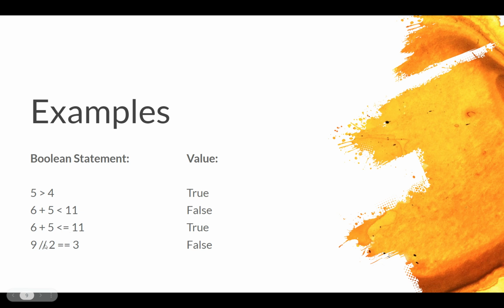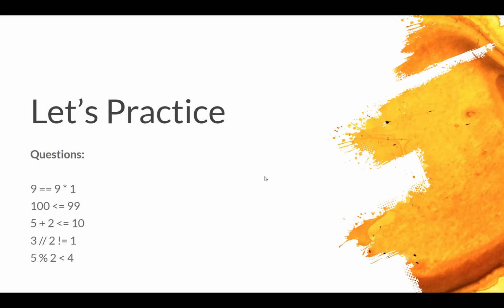And 9 floor division 2 is equal to 3. Remember the double equals. And remember, floor division basically just chops off any decimal. So 9 divided by 2 is 4.5, but we chop off that decimal, so it's basically 4 is equal to 3, and that's false. So you guys can practice these questions.